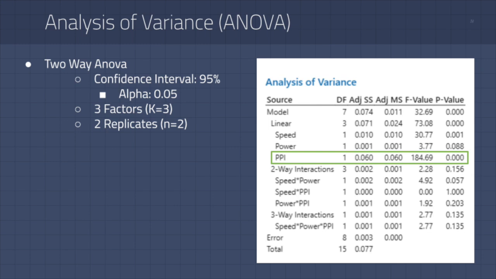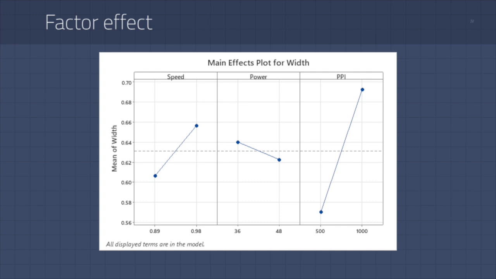The factors chosen for this design experiment are speed of the laser moving across the sample, the power of the laser in watts, and pulses per inch. Pulses per inch are correlated with cut cleanliness. This slide shows our main factors without interactions and their correlation to kerf width.